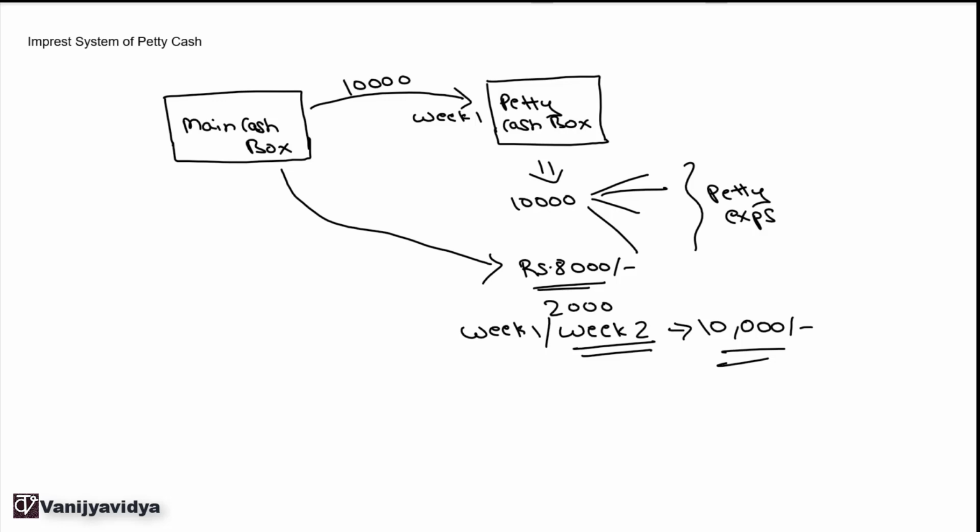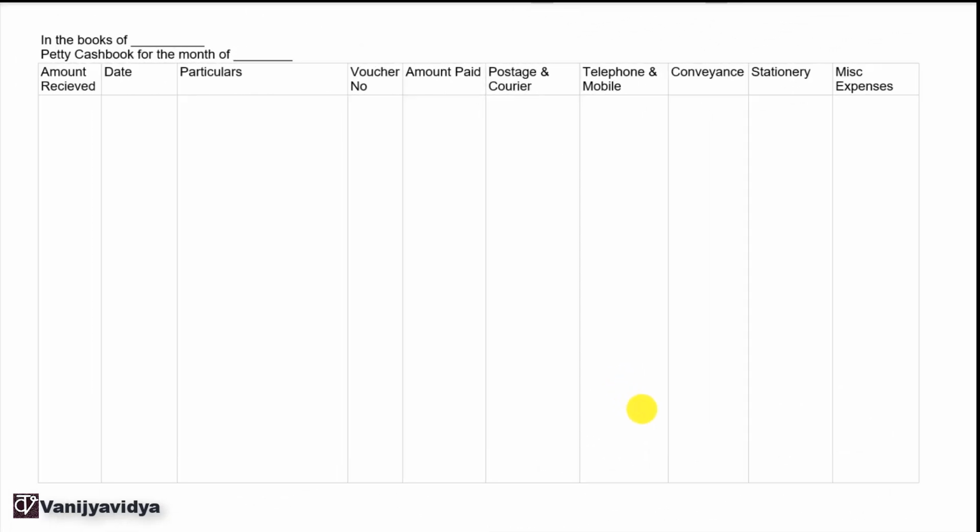Now let's see the format of petty cash book. Now this is a format of petty cash book. In the books of so and so, petty cash book for the month of so and so. So we have amount received, date, particular, voucher number, amount paid. So this is total amount paid. Then we have breakup of this total amount paid into postage and courier, telephone and mobile, conveyance, stationery, miscellaneous expenses.